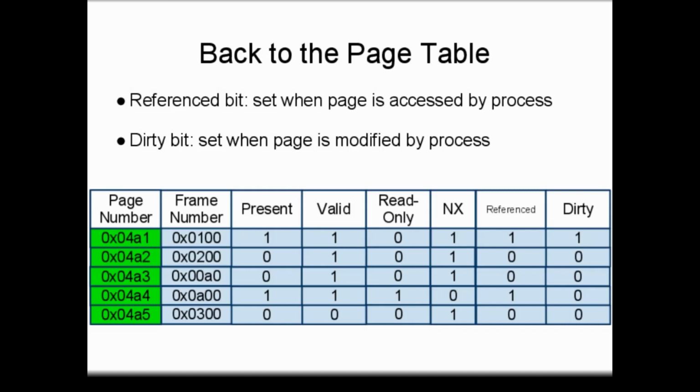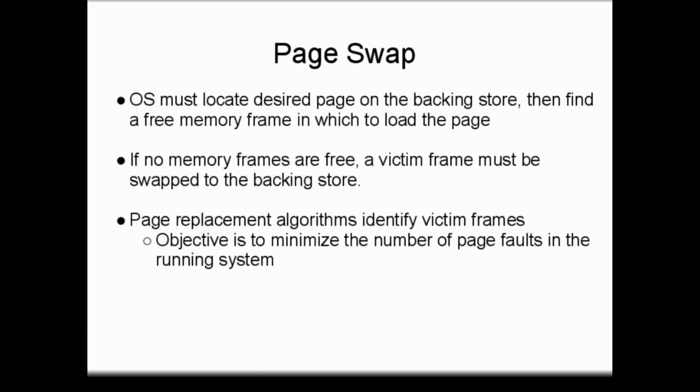Keep in mind that on systems with hardware-managed page tables, such as the x86 and x86-64 platforms, the MMU updates these bits automatically. Whenever a page fault occurs, the operating system must locate the desired page on the backing store. Then it must find a free frame in RAM into which the page can be loaded. If no memory frames are free, the operating system must select a victim frame to be swapped out to the backing store. The algorithm that is run to determine which frame will be the victim is called a page replacement algorithm. Page replacement algorithms ideally should minimize the total number of page faults in the running system in order to maximize system performance. Let's take a look at several classic page replacement algorithms.